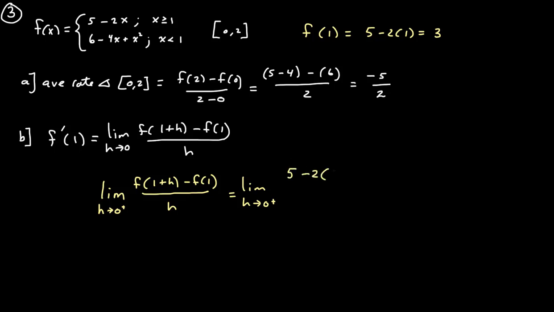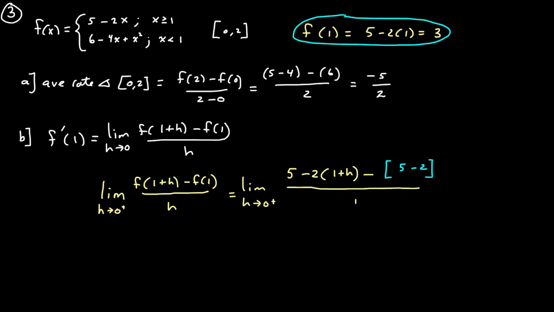5 minus 2 times 1 plus h minus f of 1. I had said earlier, f of 1, no matter what we say, we computed to be equal to 3. That was the 5 minus 2. That came out to be equal to 3. And this, of course, is going to be all over h. Now, with a little simplification, let's keep going. This is the limit as h goes to 0 from the right of, the top is going to be negative 2h, the bottom is h. I'm going to cancel those out first. See, I can't plug 0 in, so I have to get it to a place where I can plug.